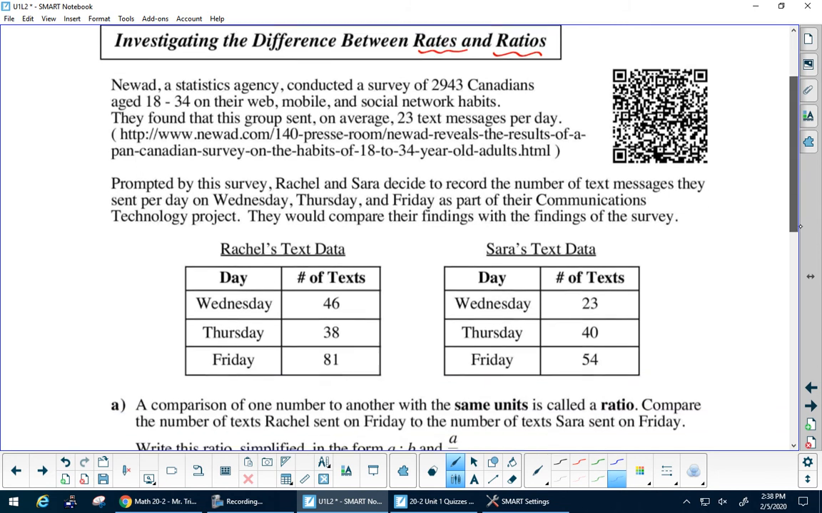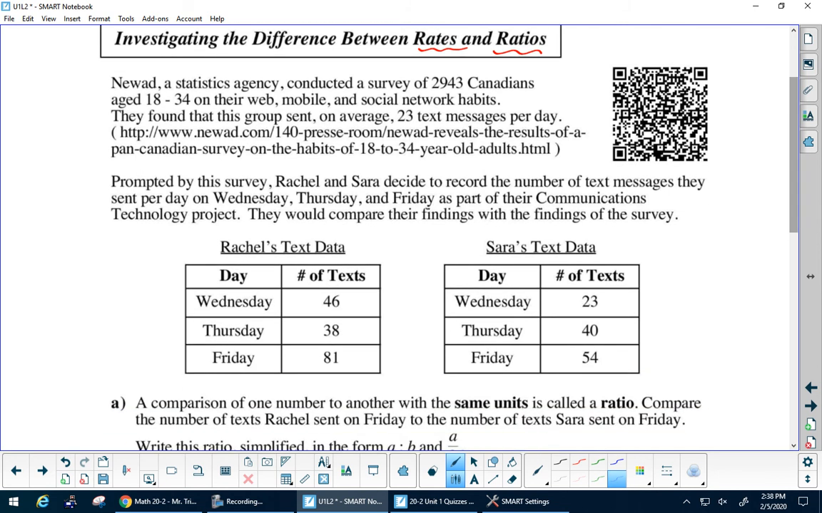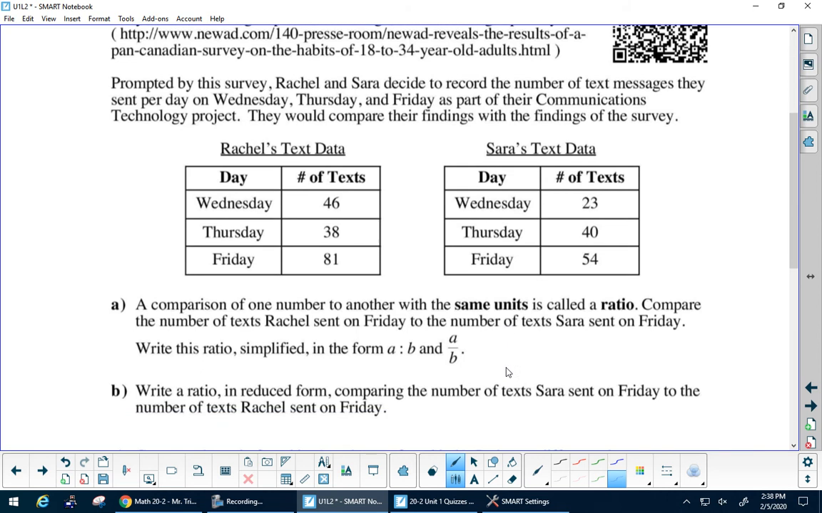Okay, so let's first talk, here is Rachel's text data. Let's just look at this. On Wednesday, she sent 46. On Thursday, 38. On Friday, 81. Here's Sarah's. On Wednesday, she sent 23. Thursday, 40. Okay, pretty straightforward. Now, compare the number of texts Rachel sent on Friday to the number of texts Sarah sent on Monday.